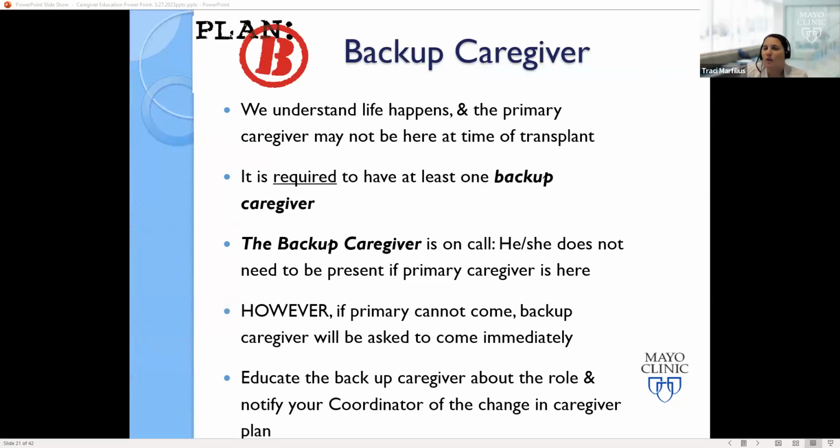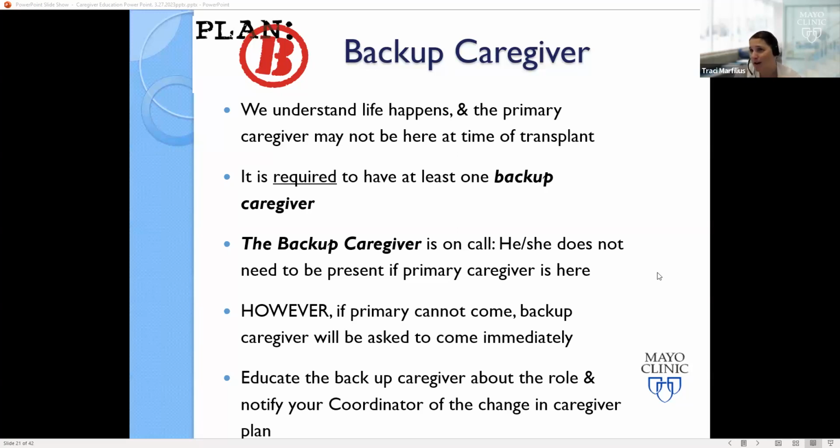Backup caregiver. So we do understand that life can happen, and sometimes the primary caregiver is not always able to be here at the time of transplant. So it is a requirement to have at least one backup caregiver. They are considered on call. They do not need to be present if the primary caregiver is here. However, if the primary caregiver is not able to come, the backup caregiver will be asked to come immediately. So again, the backup caregiver does not need to be present, but if something happens to the primary caregiver, they must be willing to come immediately.